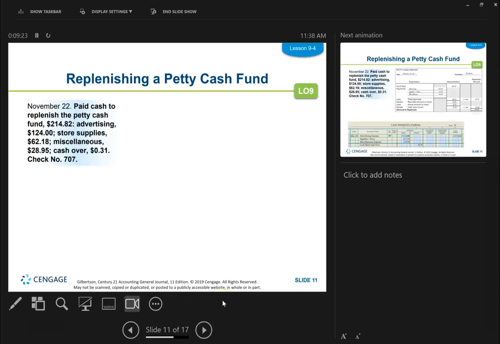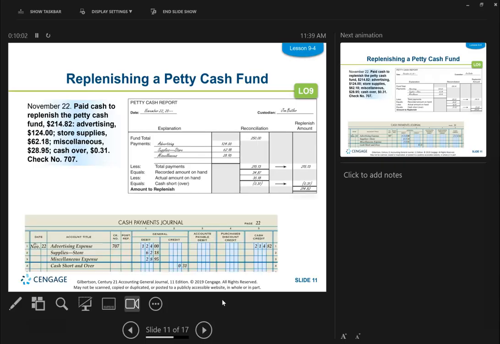So here are the examples, where the transaction says paid cash to replenish petty cash fund, $214.82 for advertising, $124 for store supplies, $62.18 for miscellaneous. I had those red raw. The replenished petty cash was $214. We paid $124 in advertising, store supplies $62.18, miscellaneous $28.95. Cash over was 31 cents. We used check number 707 to cover this.